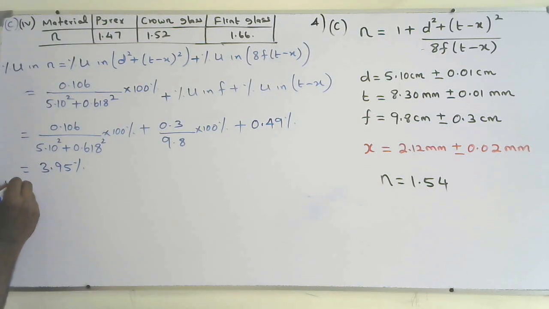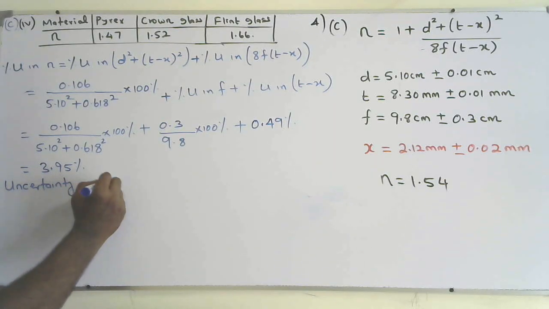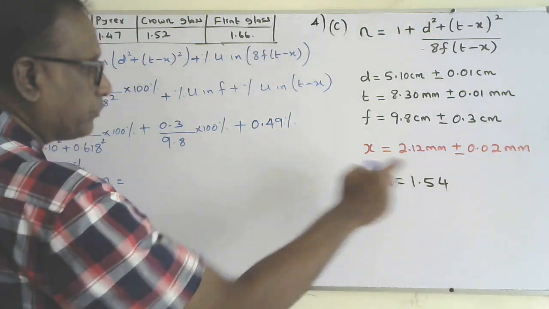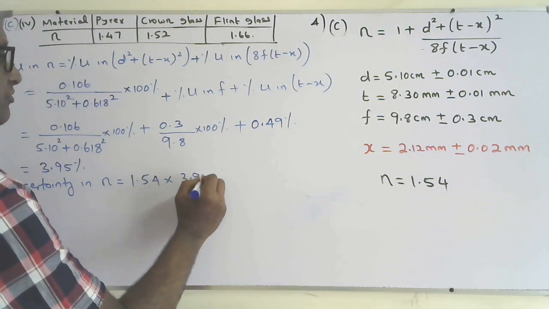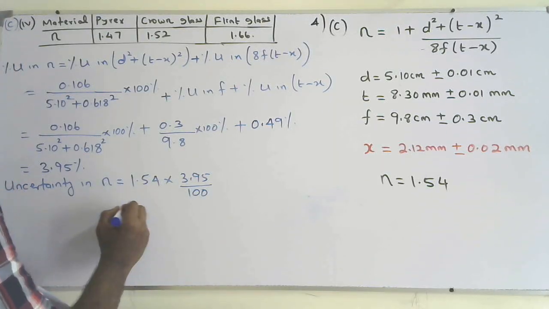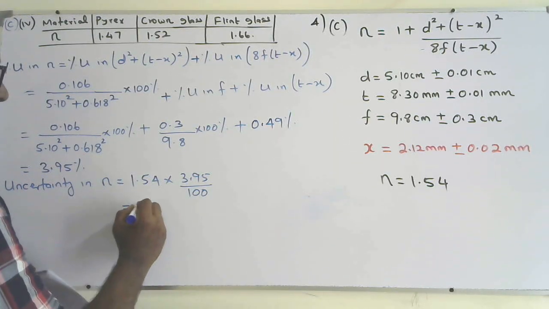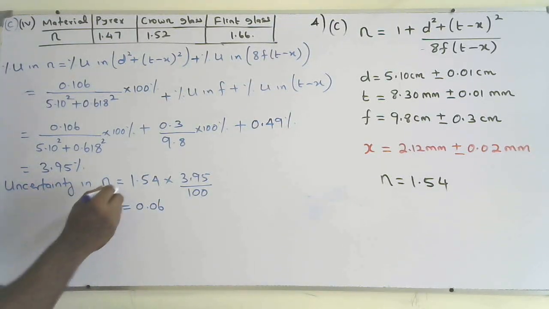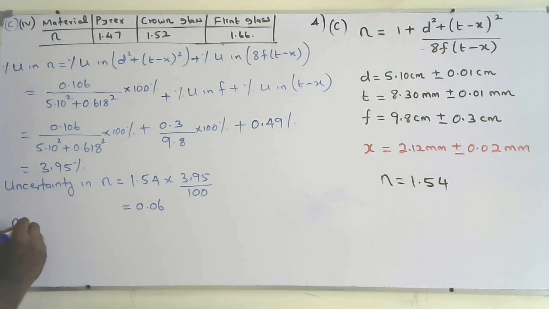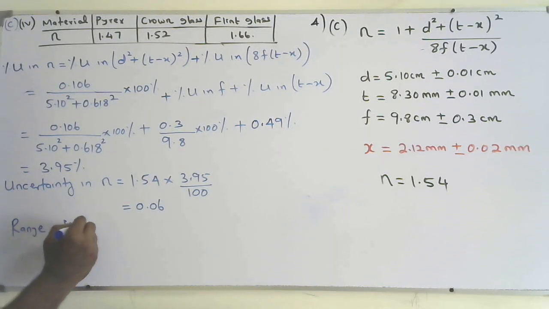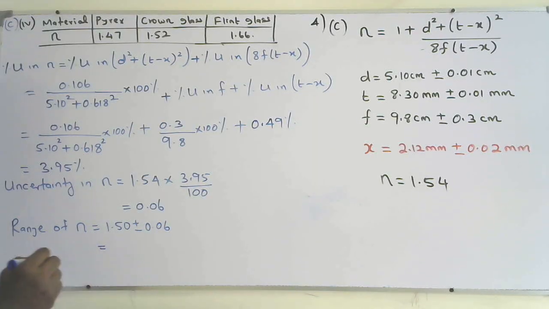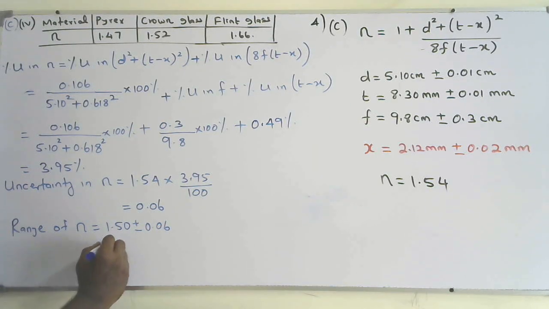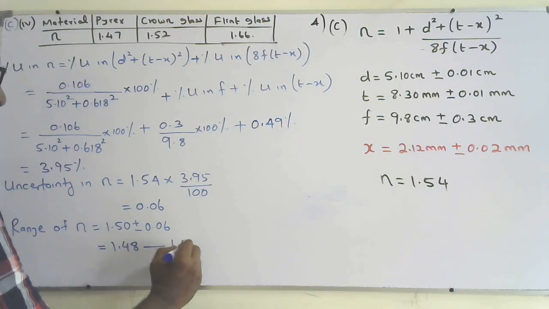So uncertainty in N, refractive index, value of refractive index is 1.54 into 3.95 over 100. So you will get 0.06. So the range of N, I can say the range of N is 1.54 plus or minus 0.06. So that will be 1.48 to 1.60.